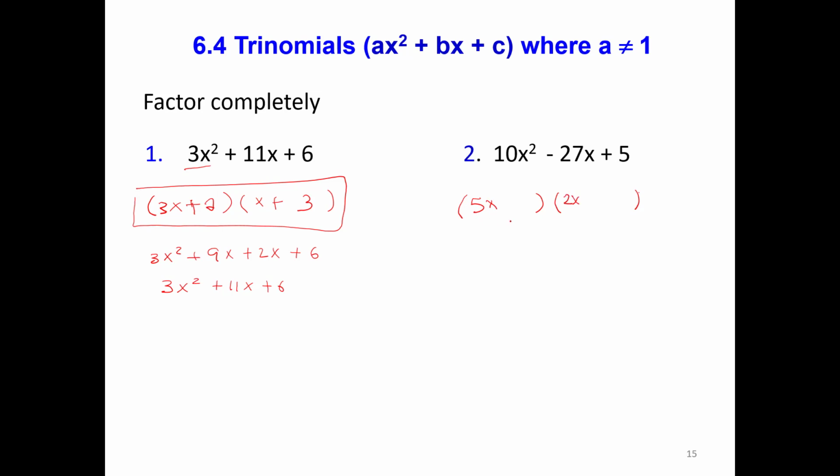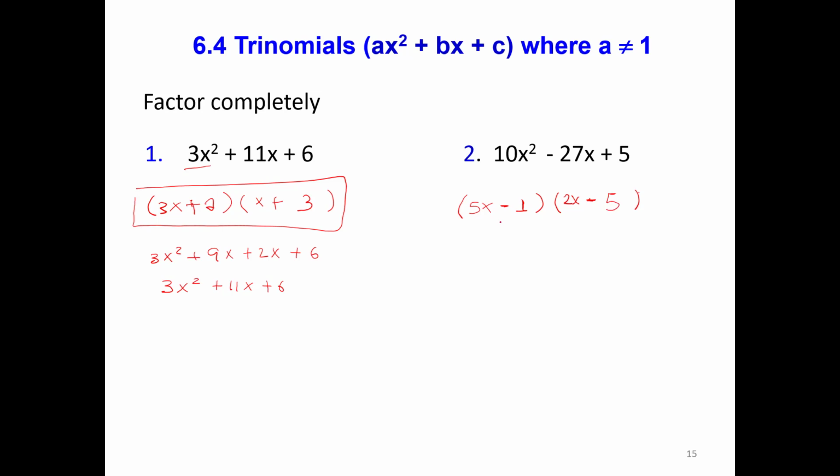2x, yes. 5 times 2 is 10, x times x is x squared. This is one possibility. Yes, it's 5x, 5x. Then first is negative. Negative times positive is negative, and both must be negative. Then how can we get 5? The only way we can get 5 is if we multiply 1 times 5. And here we don't have to worry about the signs because both are negative. Then this is 1. Either way, yes, 5.